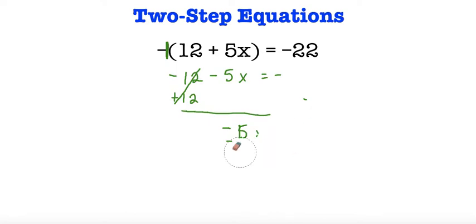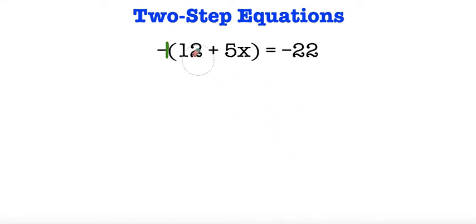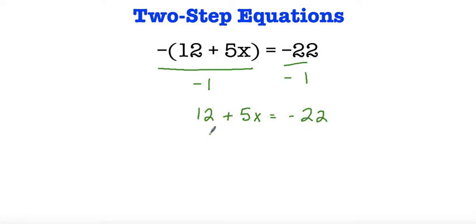What you could have done also is divide both sides by negative 1. And now we're left with 12 plus 5x is equal to negative 22. And so we would have to subtract both, sorry, not negative 22, positive 22. And now we have 12 plus 5x is equal to 22, and we would have to subtract 12 on both sides.